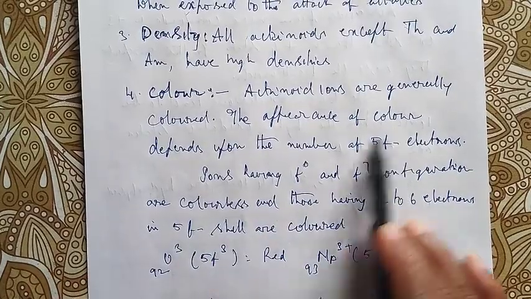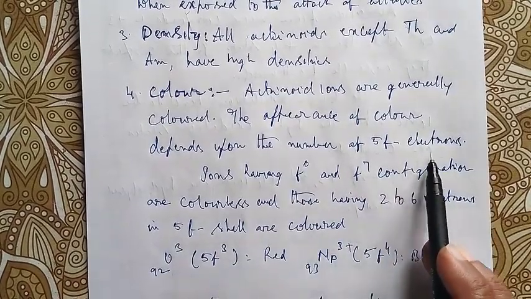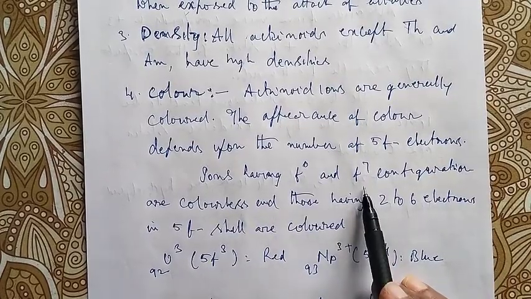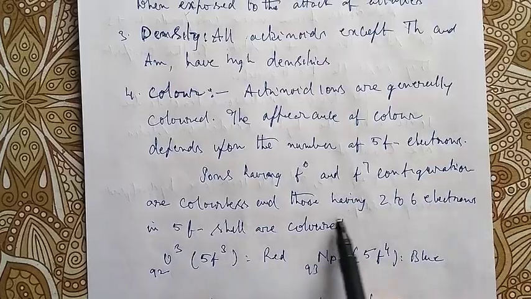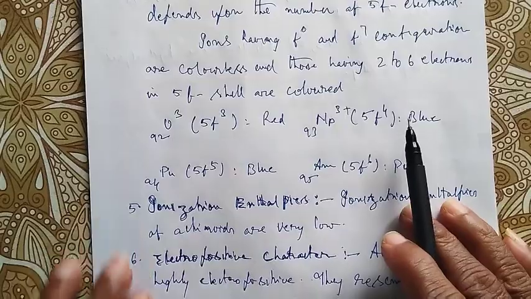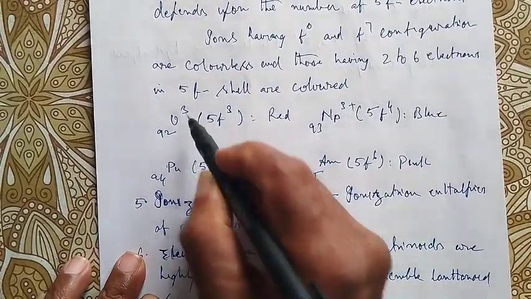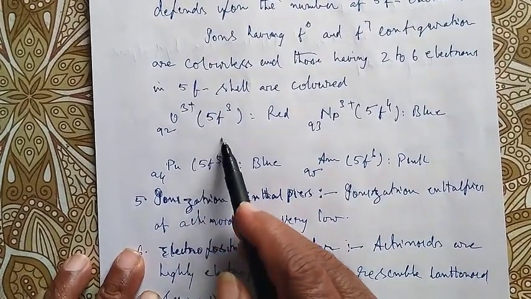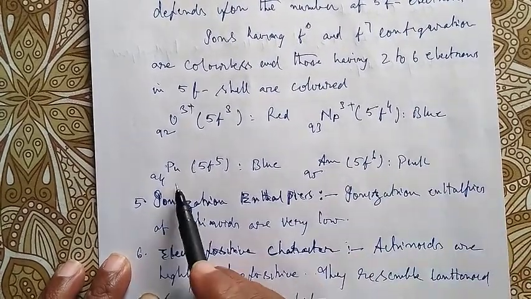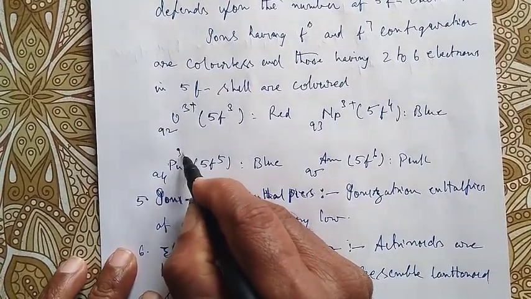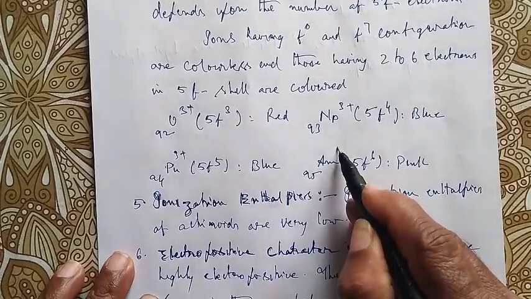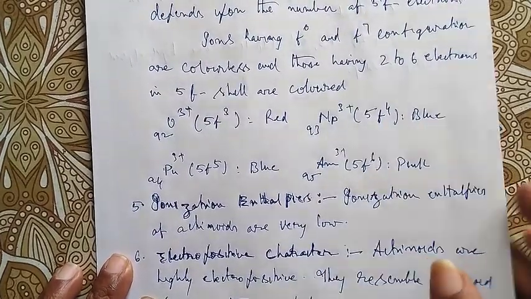The appearance of color depends upon the number of 5f electrons. Ions having f0 and f7 configuration are colorless, and those having 2 to 6 electrons in the 5f shell are colored. For example, uranium 3+ ion is red in color. Neptunium 3+ ion is bluish in color. Plutonium 3+ ion is blue in color, whereas americium 3+ ion is pink in color.